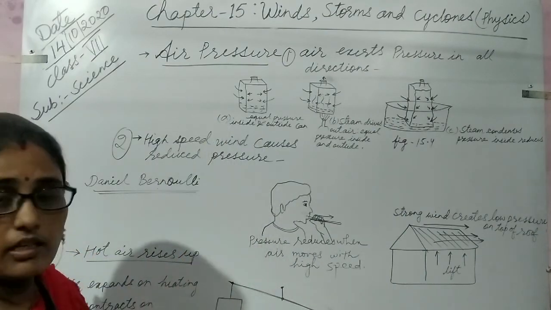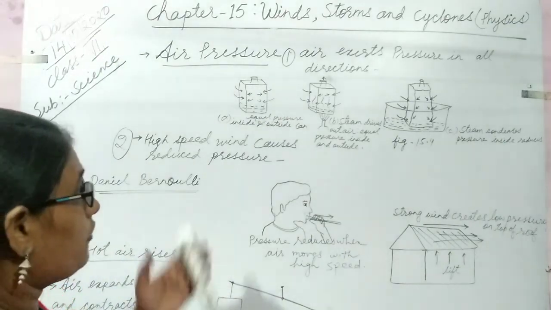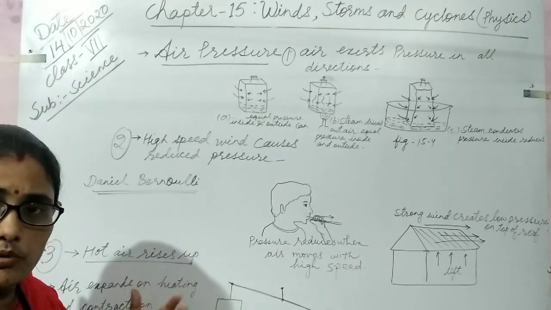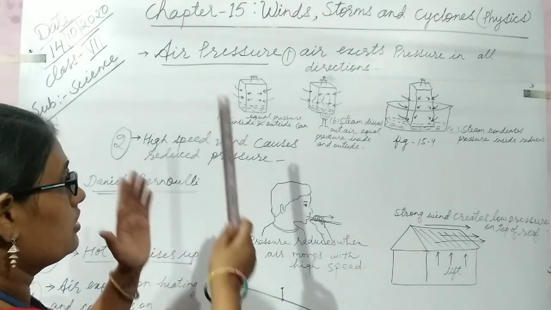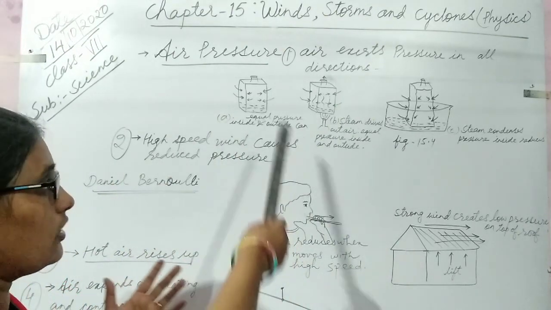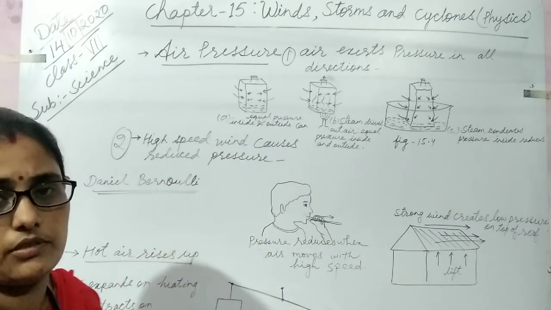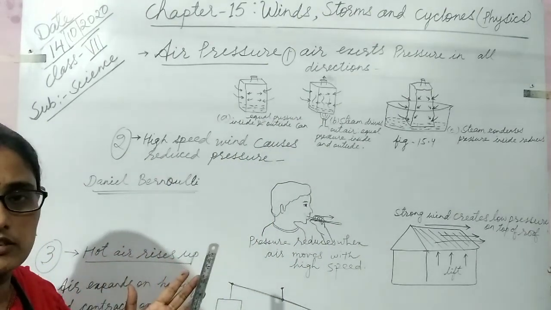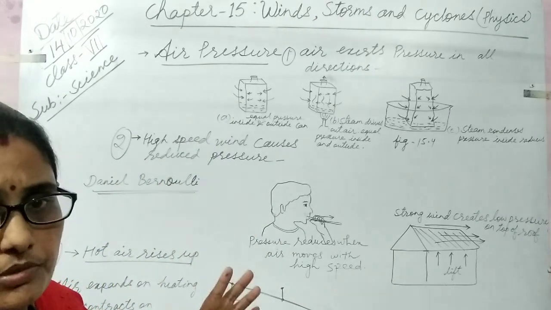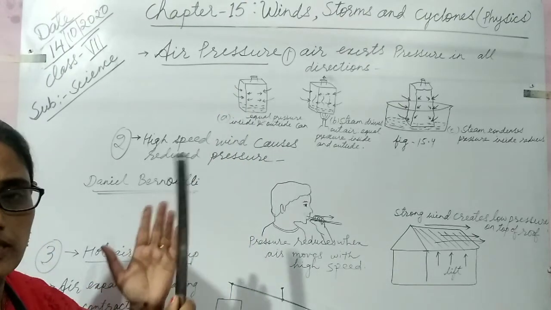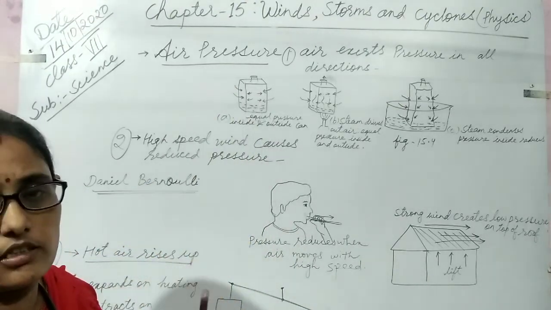Now, let's discuss an activity. After studying this activity, it will be more clear that air exerts pressure in all directions. First of all, we'll take a tin can. You can see in the picture, we'll take a tin can and pour some water. After that, heat the water for some time. When the water starts boiling, stop heating. Now the vapor is inside the tin can.